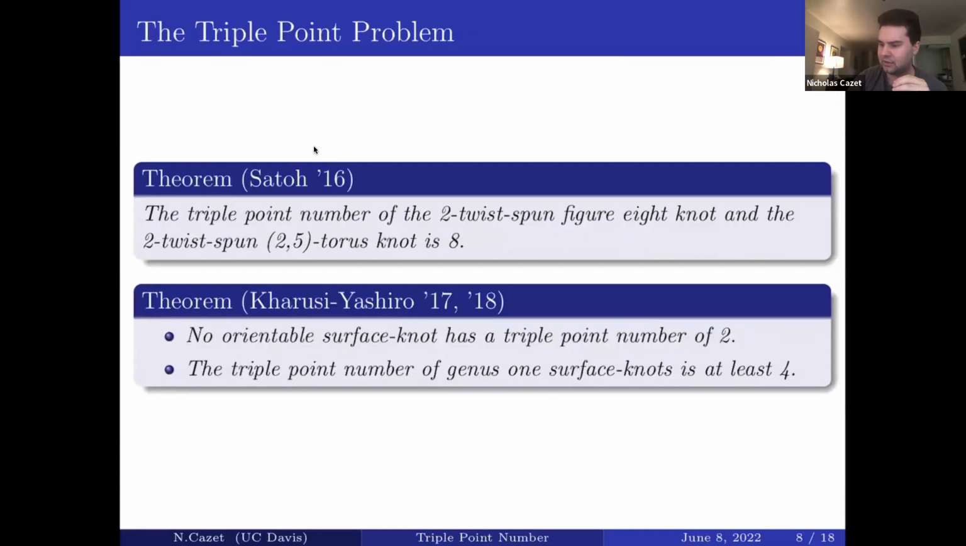It was later shown that the result of being able to combinatorially prove that you only have so many triple points was expanded. It was later able to go up to 8, but because of how cumbersome it is and how many cases you have to check, that method is kind of running dry. It was later shown that no orientable surface knot has a triple point number of 2, and if you're a genus 1 surface knot, you must have at least 4 triple points. And that's the gist of the triple point problem.